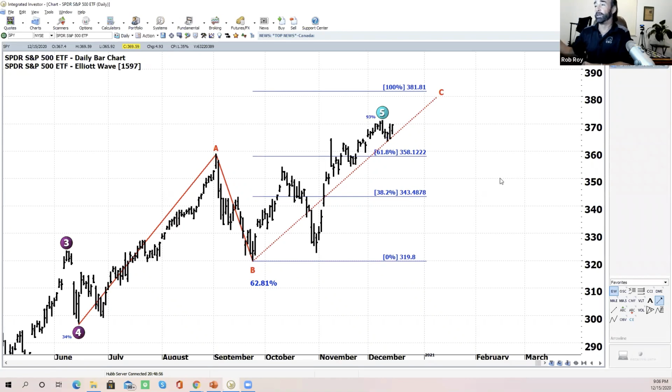As I said, we still have 2 weeks before the end of the year. So maybe we just chop. Maybe it's not just this 45-degree angle melt up. Maybe it's a chopping type of a move to get to the upside of that 381 level. But I am so excited about January.